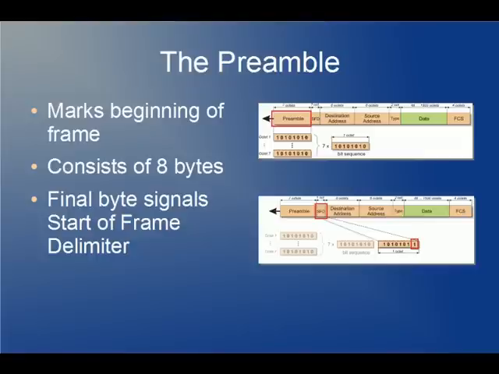The introduction to each frame is the preamble. The preamble consists of 8 bytes that mark the beginning of a packet and contains an alternating pattern of 1s and 0s. The final byte of the preamble ends in 2 1s and signals the start of the actual data. The starting point is called the SFD, or Start of Frame Delimiter.